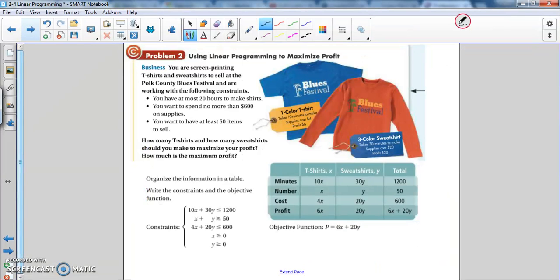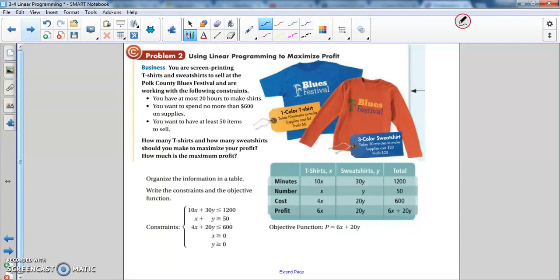Problem 2, using linear programming to maximize profit. You are screen printing t-shirts and sweatshirts to sell at the Polk County Blues Festival and are working with the following constraints. You have at most 20 hours to make shirts. You want to spend no more than $600 on supplies. You want to have at least 50 items to sell. How many t-shirts and how many sweatshirts should you make to maximize your profit? How much is the maximum profit?